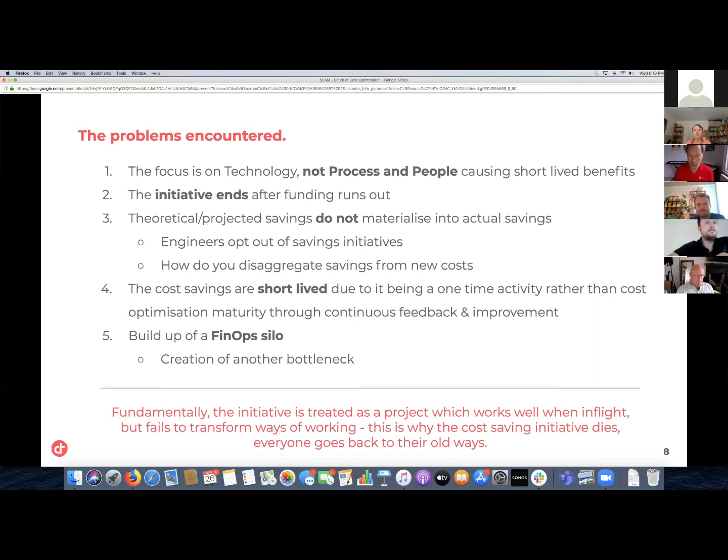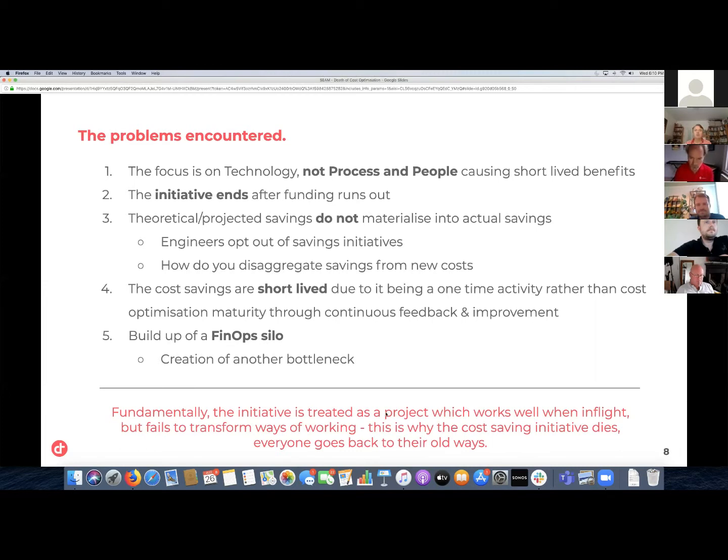And then, another area is you build up another silo. So now you have a FinOps silo. So not only do you have to deal with security and audit and compliance, but you've got to deal with FinOps as well. So it becomes another bottleneck.